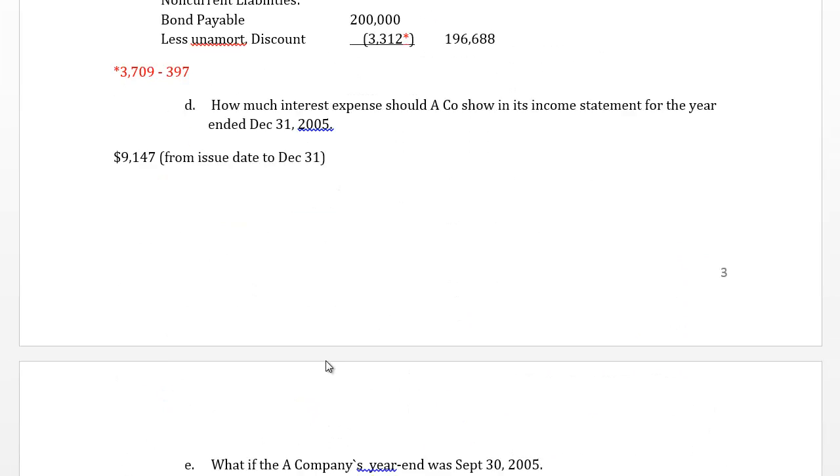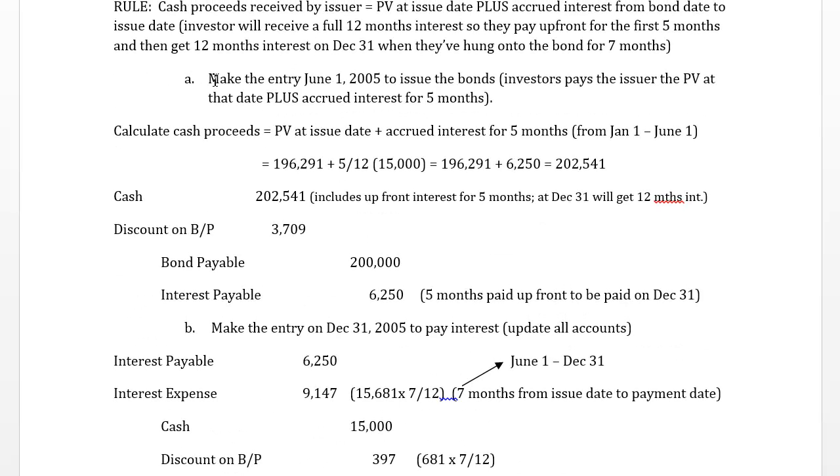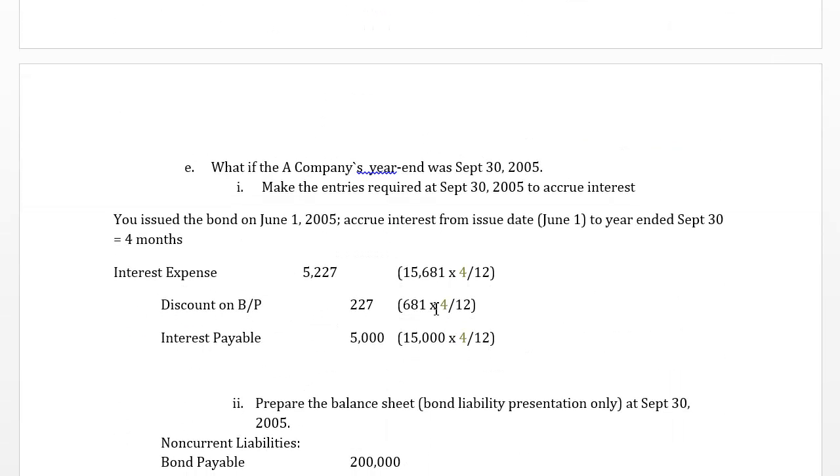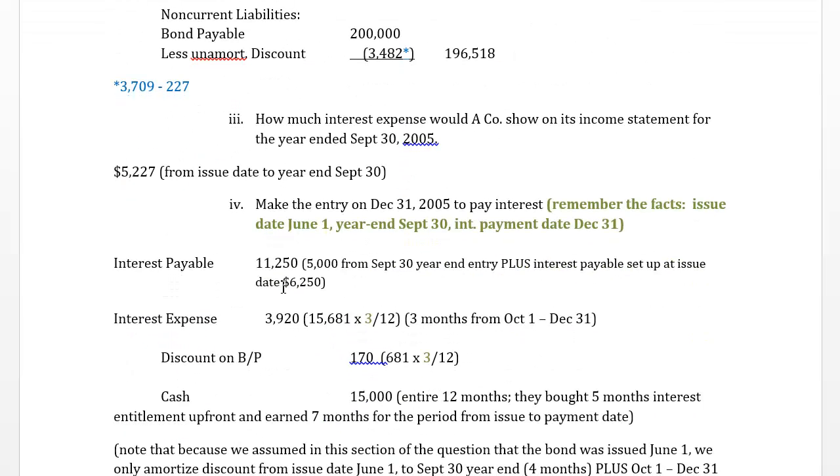So if you don't remember what we did there, let's go back. Remember, at the issue date, June the 1st, when we made the entry, we credited interest payable for $62.50. That's the 5 months that the investor prepaid, because at December 31st, they're getting 12 months. So the 5 months they prepaid, which was part of the cash that they gave, plus the $5,000 you accrued at the year end, means that your interest liability is going down $11,250 because you're paying out a full $15,000.